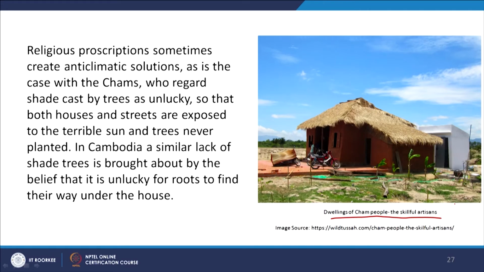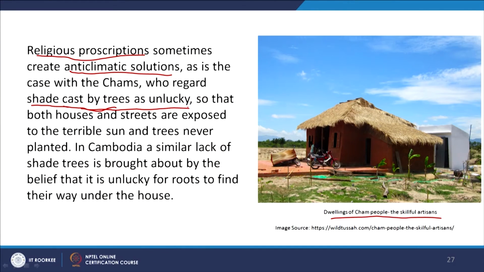Now I will talk a little bit about the Chams from the Cambodia and Vietnam side in Southeast Asia. These are often referred to as skillful artisans, with weaving traditions and dyeing traditions. So the Chams are very well known as artisans. And Rappaport also brings up that certain religious prescriptions do not necessarily talk about climate, but also bring anti-climatic solutions. For example, in Indian cultures, we always say there should be a tulsi plant and a neem tree which can protect from bacterial infections or other things. Similarly, but it is a little anti-climate.